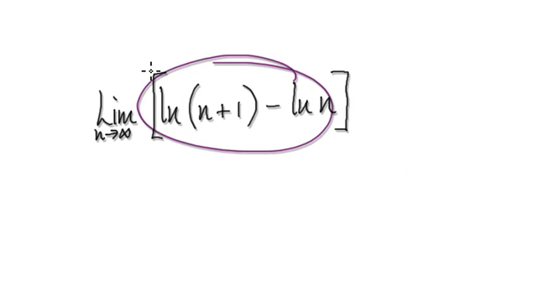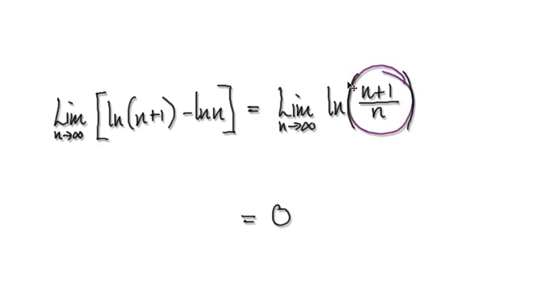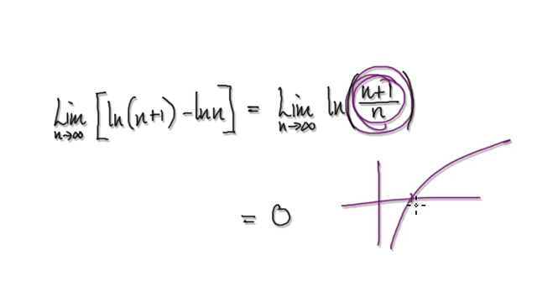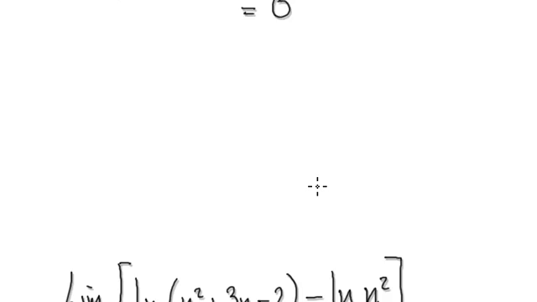So basically, it's this divided by this. So rewrite this as this. Now you can see as n tends to infinity, this whole thing here is going to be 1. So when you take the natural log of 1, it's heading towards 0. So the limit here will be 0. Okay. Next one here.